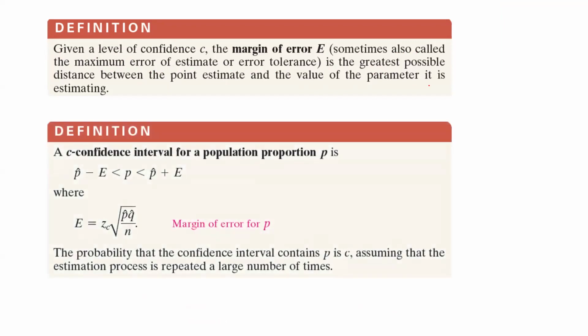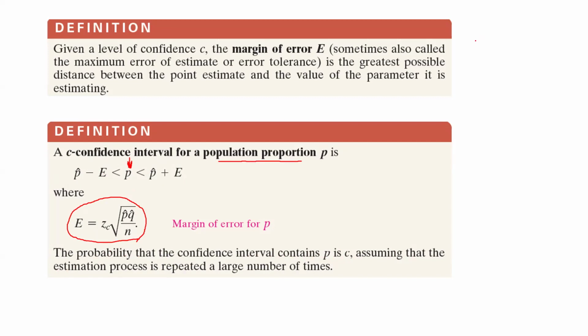Now, for a confidence interval for population proportion P, the margin of error is ZC times the square root of p hat q hat divided by n. Then P, or population proportion, is bounded between p hat minus E and p hat plus E. The probability that the confidence interval contains P is C, assuming that the estimation process is repeated a large number of times.